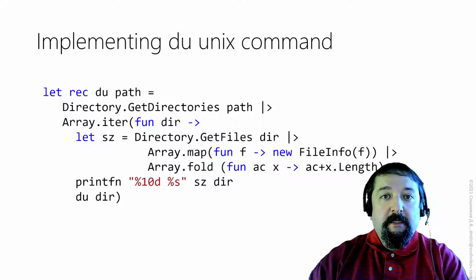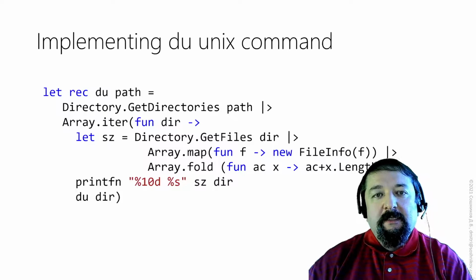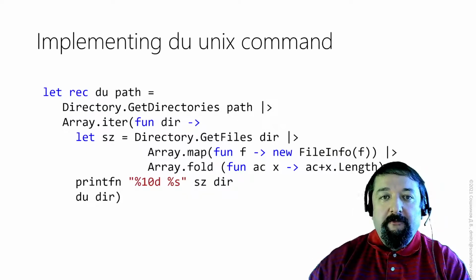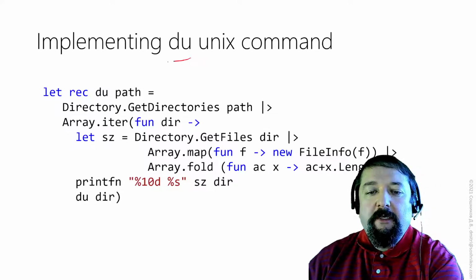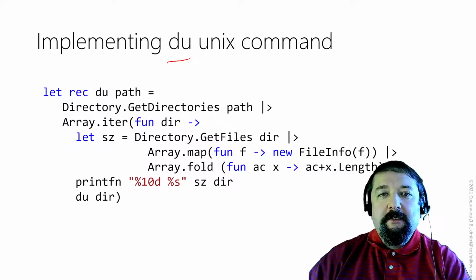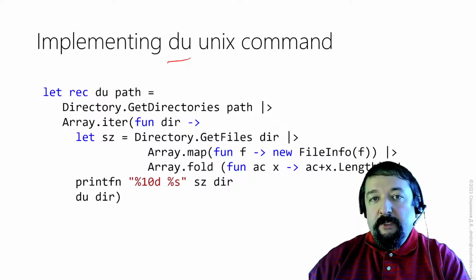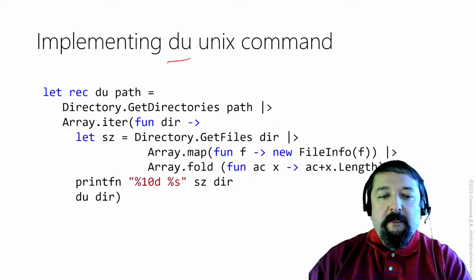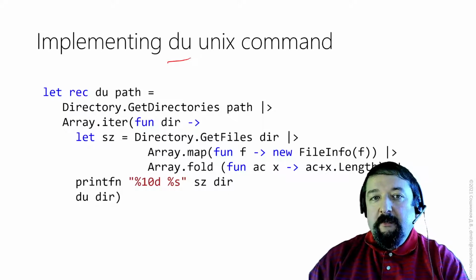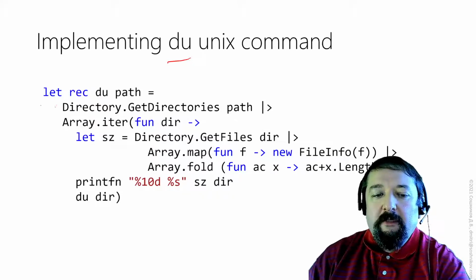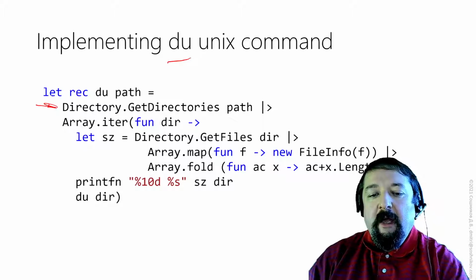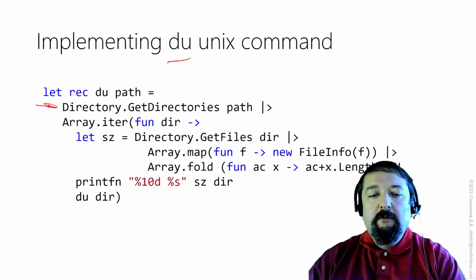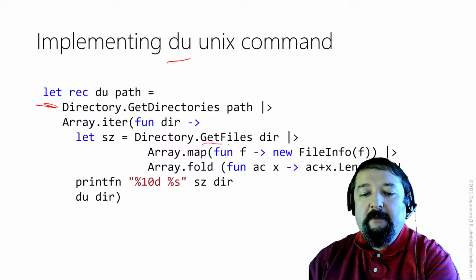Now let's consider a little bit more realistic example. Suppose we want to build a function that will calculate the size of directories. That is similar to the Unix command du, disk usage, which will just print out the sizes for each directory in the given directory. So how can we do that? That is very similar to the previous example. We get all the directories in the current directory. And then for each of the directories, we get the files in that directory.